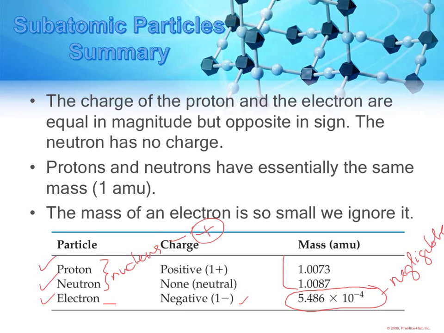The mass of the protons and neutrons are about equal to each other, and we're not using grams when we talk about mass on an atomic scale. We use units called AMUs, which stand for atomic mass units, and it's just a scale that scientists made up for very small masses.